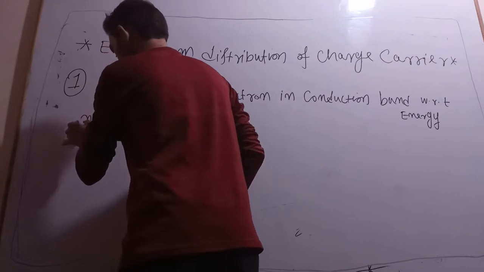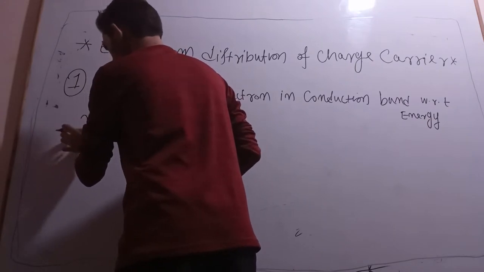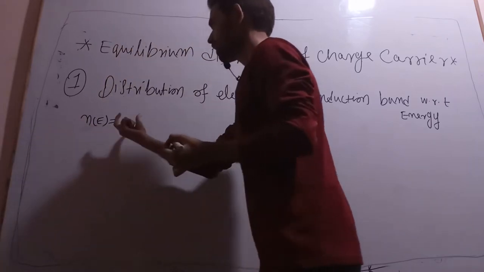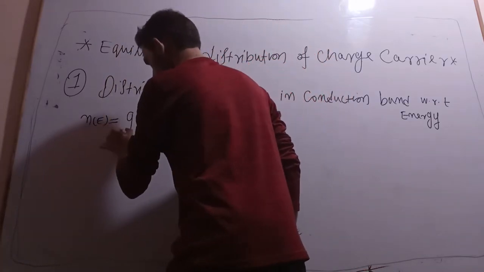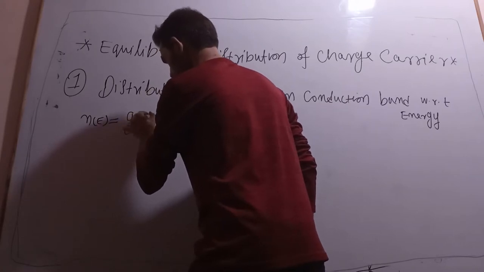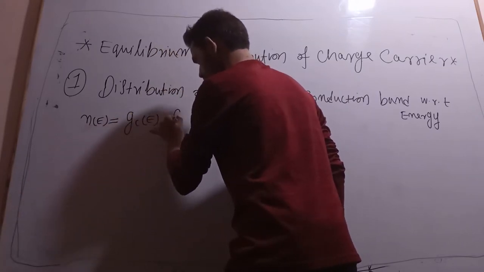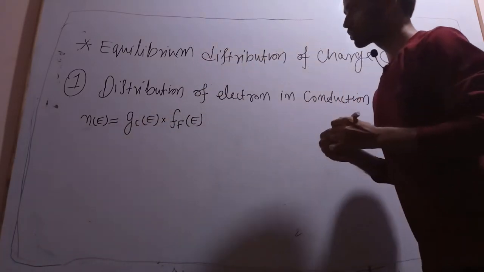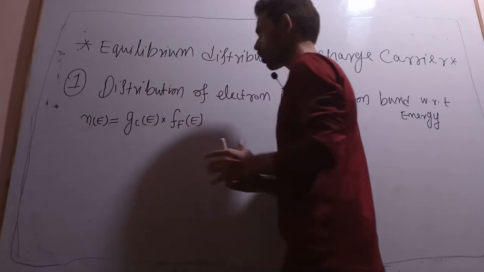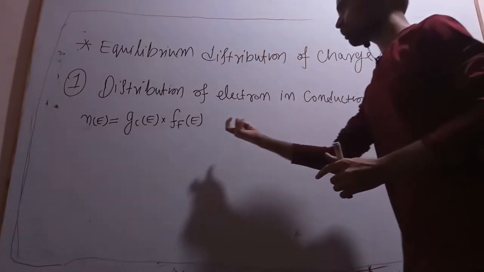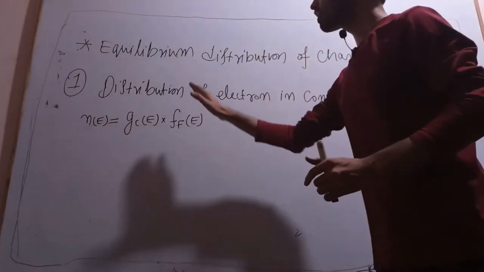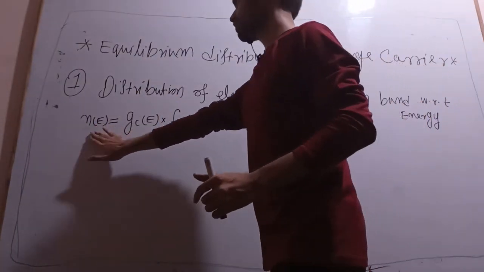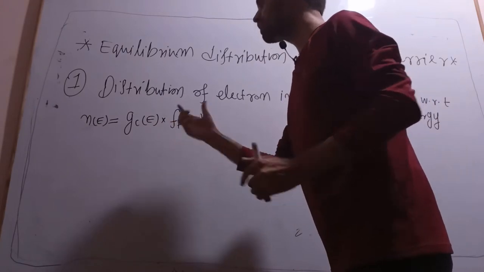n of E is equal to the product of gC of E into f of E. Yes, so this is my distribution of electron in the conduction band. Okay, it is under thermal equilibrium. Under equilibrium condition, this is the distribution of electron in the conduction band.